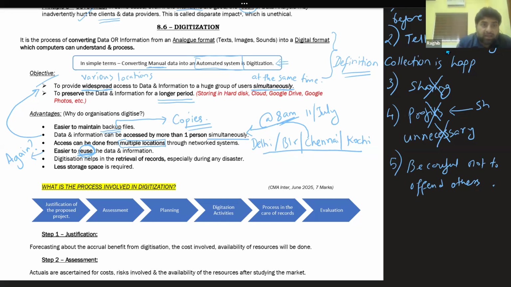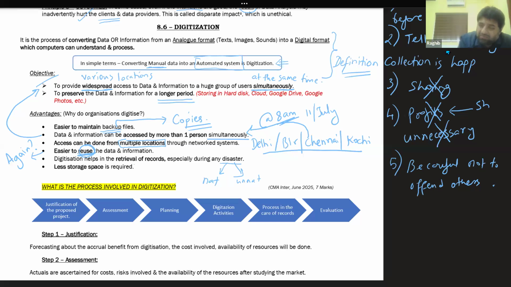Okay. Now, second last, digitization helps in the retrieval of records during any disaster. Disaster can be natural or unnatural. Natural disasters, we all know, are earthquake, fire, flood, and all these are unpredictable. Because of that, there will be damage to the buildings, the computers, and the assets where the data is being held.